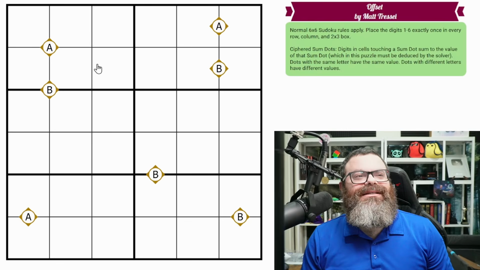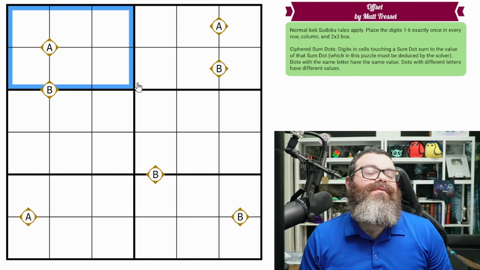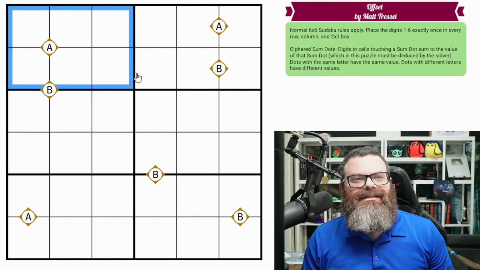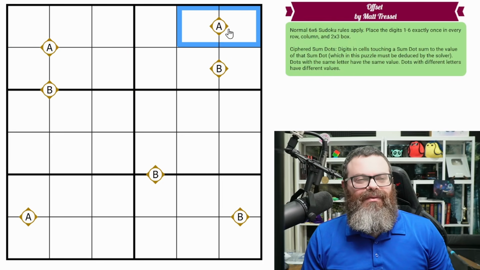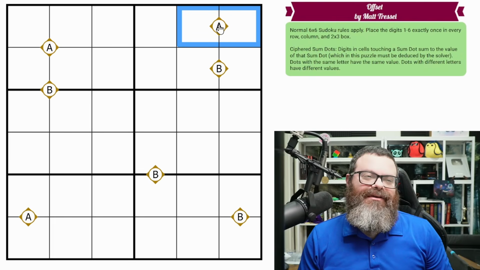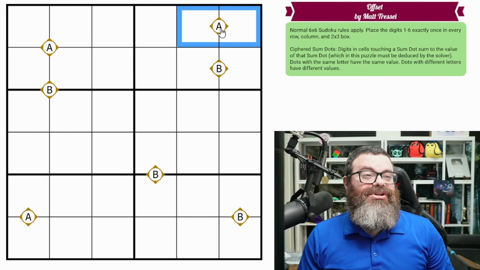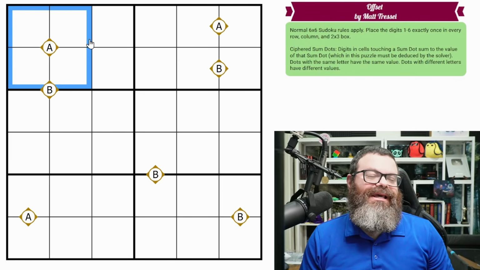We have normal 6x6 Sudoku rules. That means in each row, each column, and each 2x3 box, we'll be placing the digits 1 to 6 exactly once each. We also have sum dots. Those are these circles here. Whatever cells are touched by the dot sum to the value in the dot. But it's up to us to determine what those values are. So these two sum to A, whatever A is. These four also sum to A.